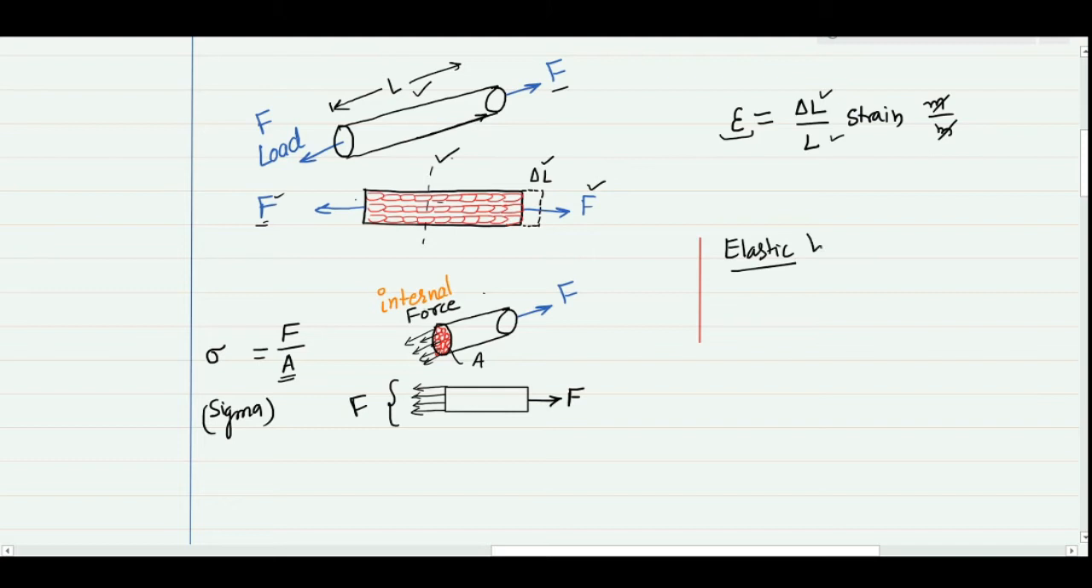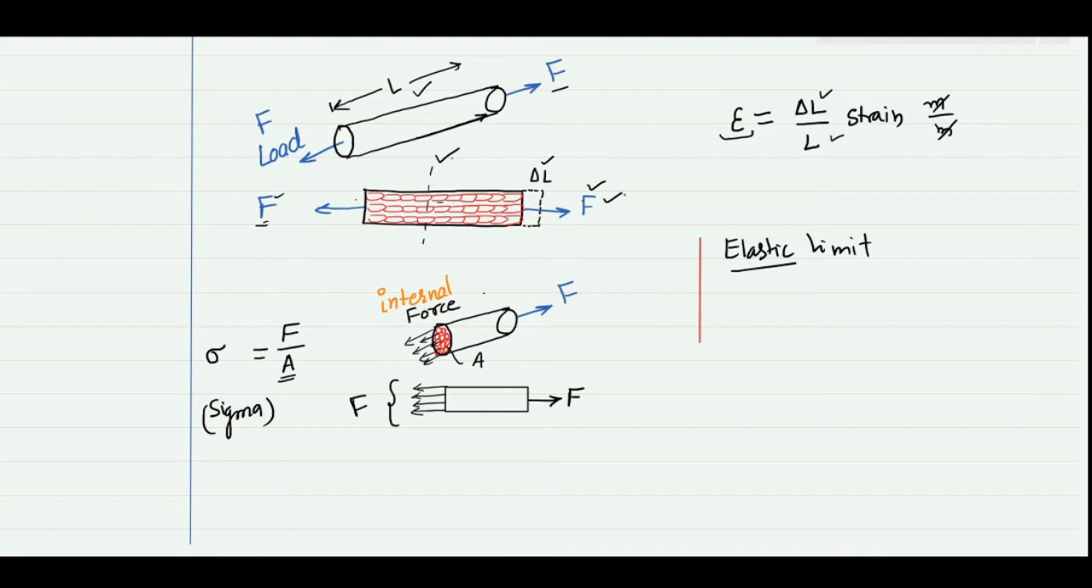Now what is this elastic limit? That we are going to cover in detail when we talk about property of material. Here you consider that if the system is within the elastic limit, that means if I remove the force F, the material will regain its original shape. So the material is behaving like an elastic body.